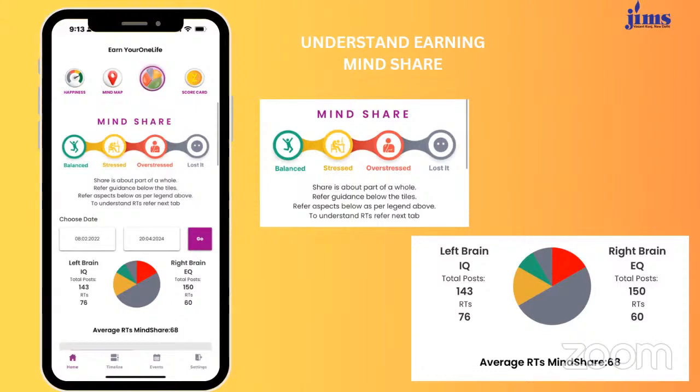Now, here also something very interesting that you notice is the left brain total number of posts is 143, right? And the total number of reward tokens that you got is only 76. Why? Because you lose some tokens, which is something that I'll explain to you under the scorecard. Similarly, on the right brain, you got 150 posts, but your reward tokens are only 60, which means that your right brain you're not using as much as you ought to use your left brain. So, reward tokens under the left brain is 76, but the reward tokens under the right brain is only 60.